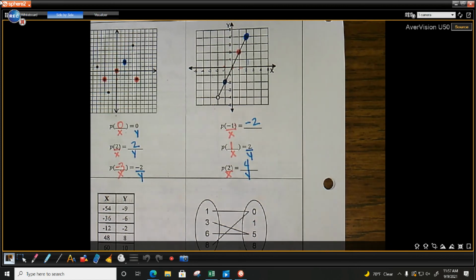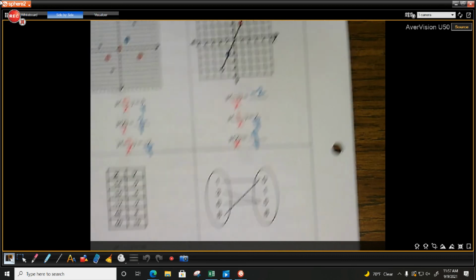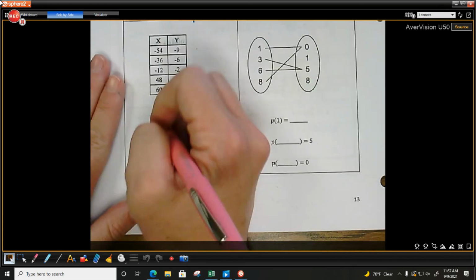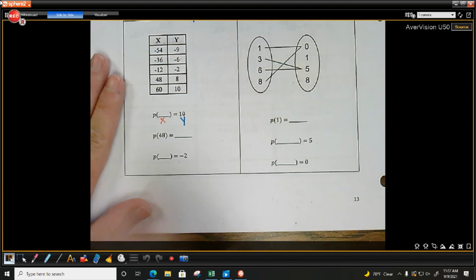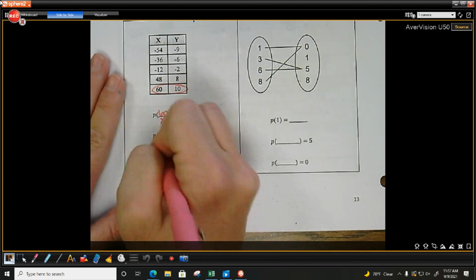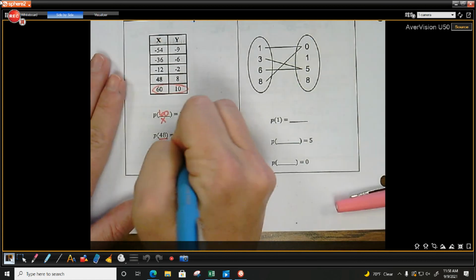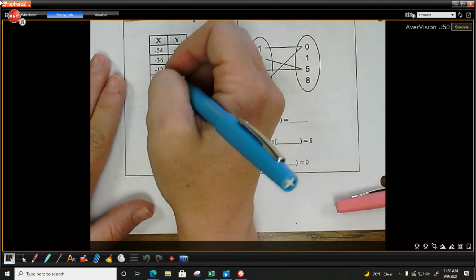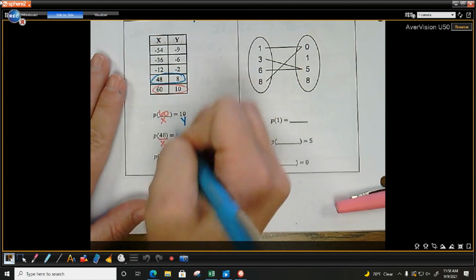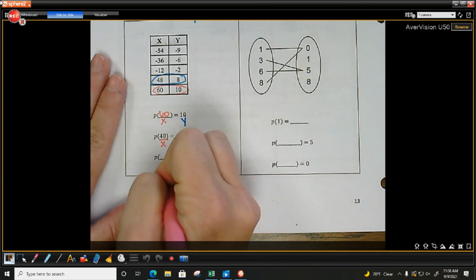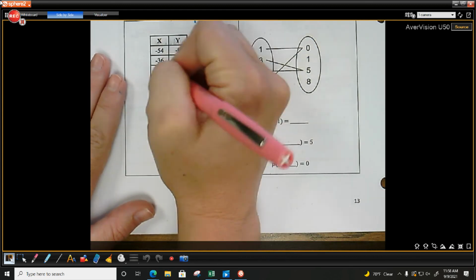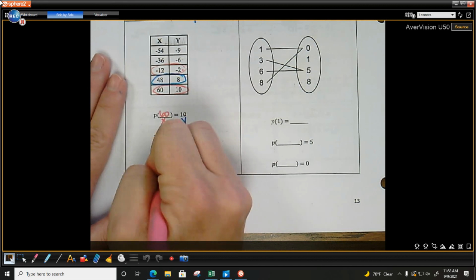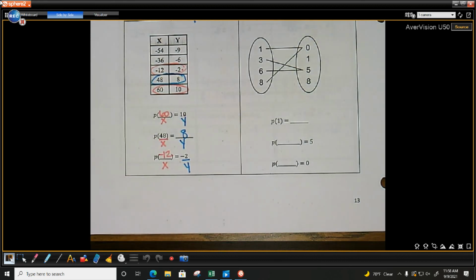Okay? I don't know my x value, but I know that y is 10. So I need to find a point where y is 10. Right there. What's the x value? 60. I know x is 48. I need to find what the y value is. Look at your x column. X is 48 and y is 8. I need to find the x value when y is -2. So I need a y value of -2. What's the x value? -12. So you're just pairing up the ordered pairs together. Okay? We good?